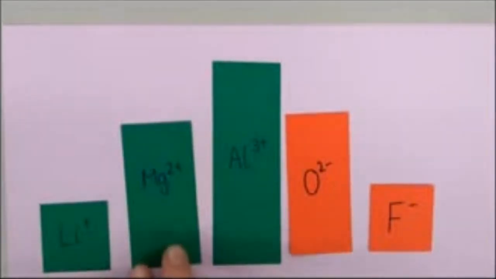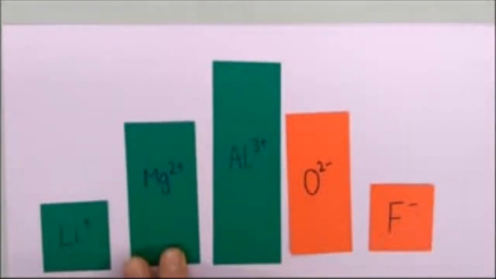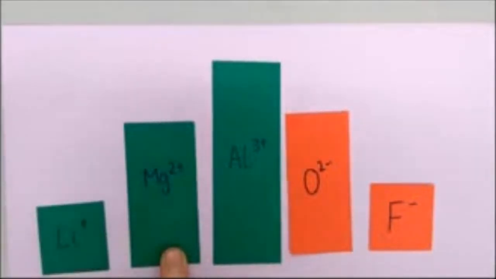Now, obviously, magnesium has a charge that is twice the size of lithium. So when magnesium bonds with something, we're only going to need half as much of it because every ion has got a charge that is twice as big. So let's see what this looks like in practice.